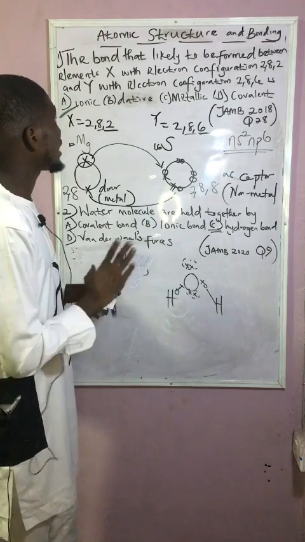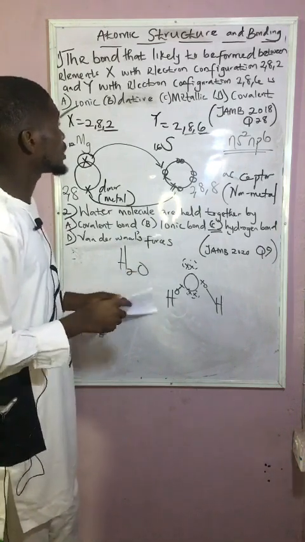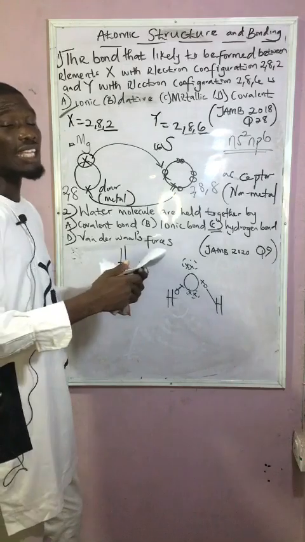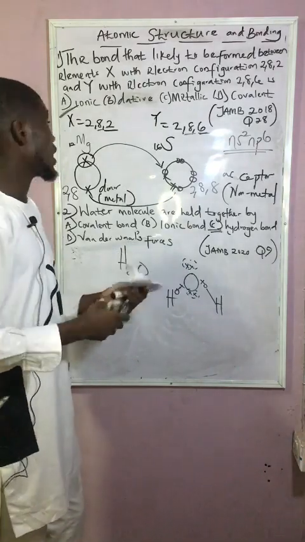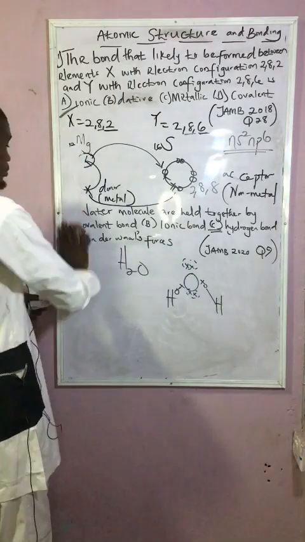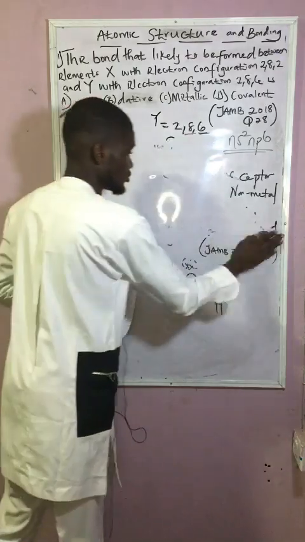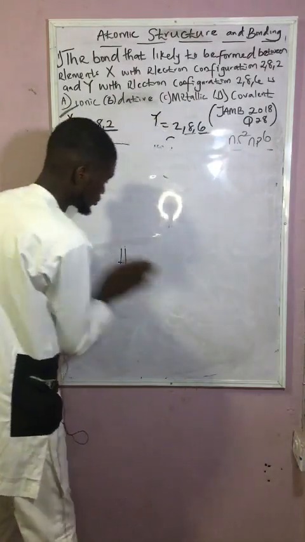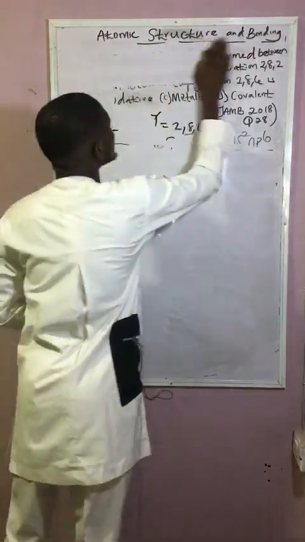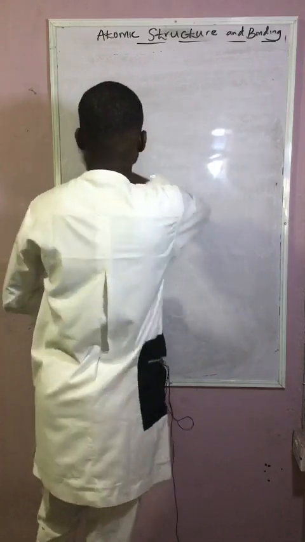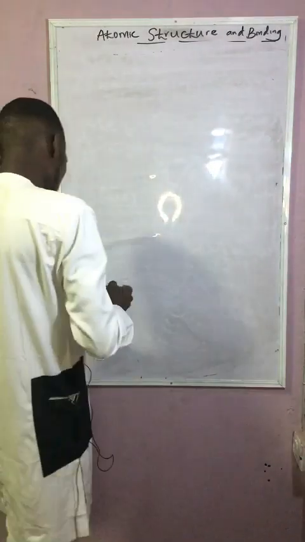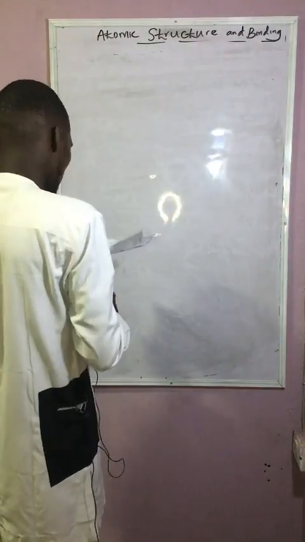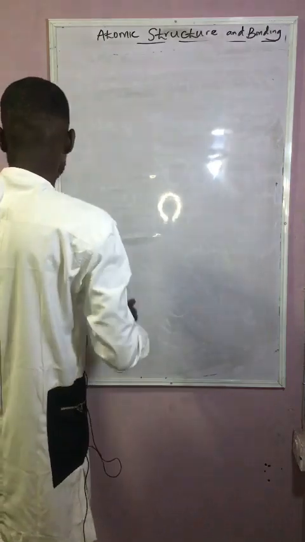So we take a look at some other questions under this atomic structure and bonding. There are some questions here which JAMB always plays with every year. So let's take a look at that too. Let's take a look at that. Okay, this is 2018.